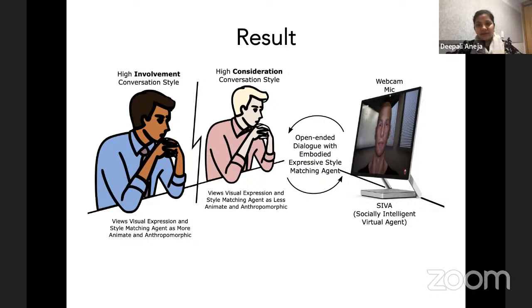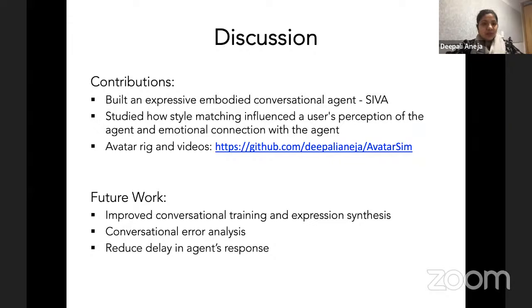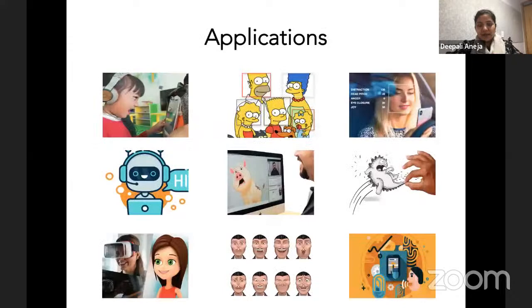The final discussion slide where we built the expressive conversational agent, studied the style matching, and the avatar rigs and videos are available on GitHub as well. And there's future work that we are excited about: improving conversational training, conversational error analysis, and reducing the delay in the speech, as you would have noticed in the video. Just highlighting some of the applications that we are working on and excited about, and our result can improve visual storytelling, including animated films, gaming, and online marketing, VR, AR experiences, and robotics.